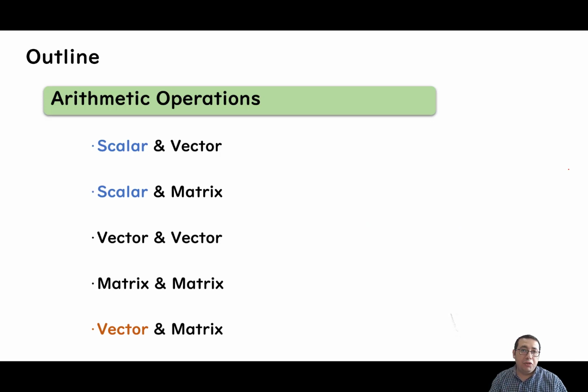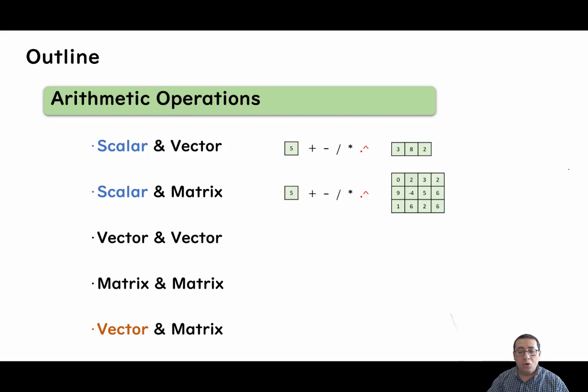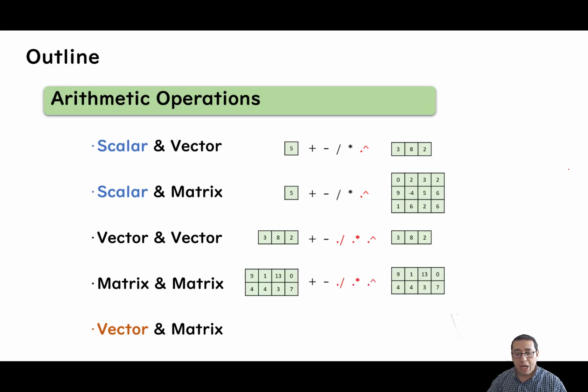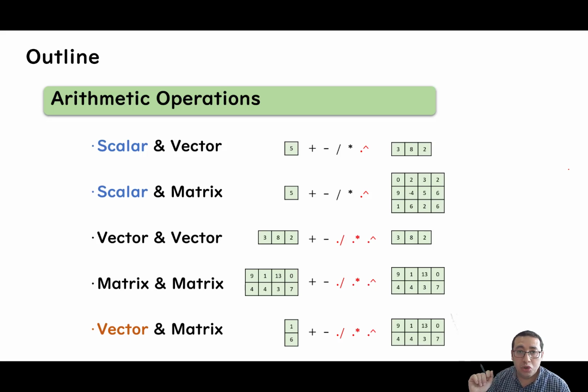In this video, I'm going to talk about the arithmetic operation between scalar and vector. It means one number with a row vector or a column vector, or scalar to matrix, so one number with a matrix, or vector to vector, which means row vector to row vector or column vector to column vector, and matrix to matrix, which means several rows and columns to several rows and columns, or vector and matrix as we saw here. And please note that I highlighted in red the places where you should use the dot.